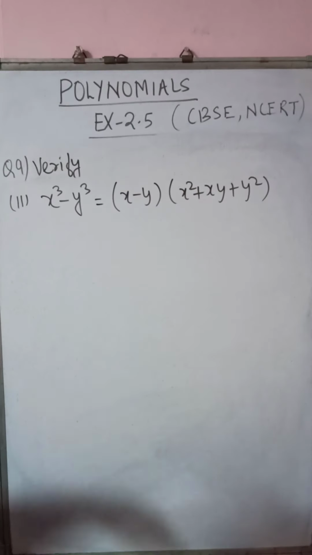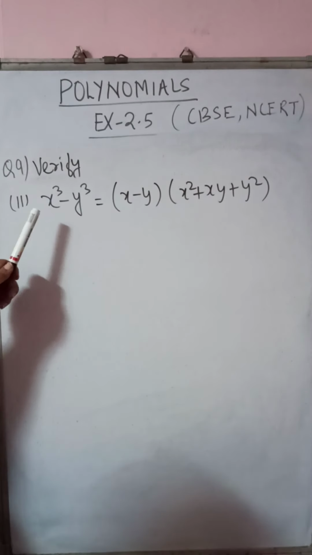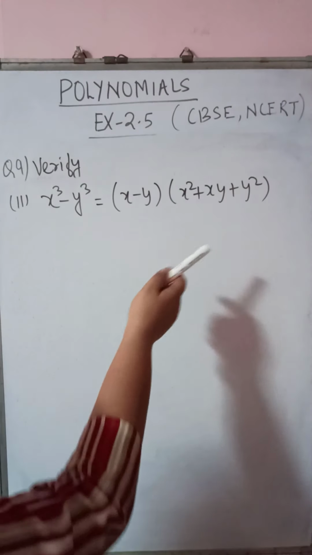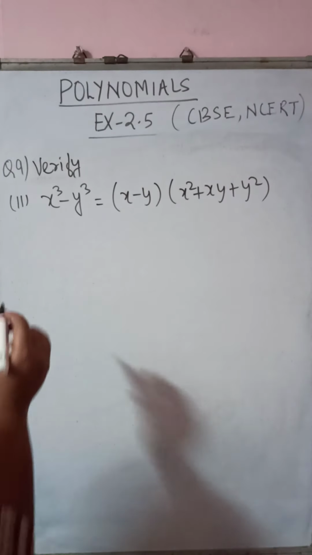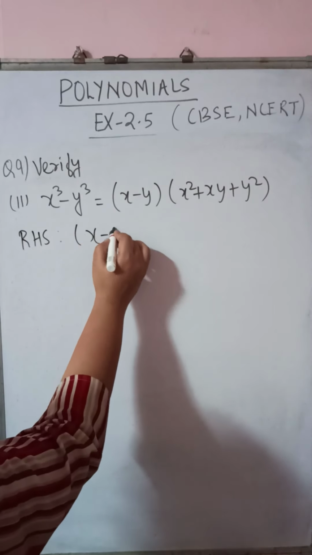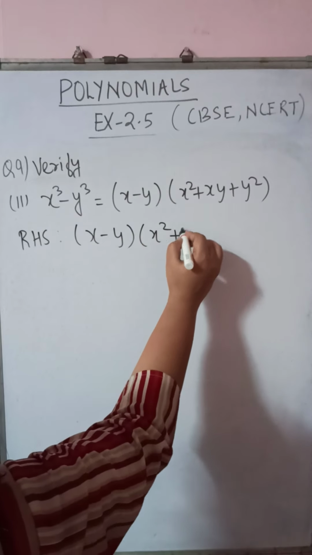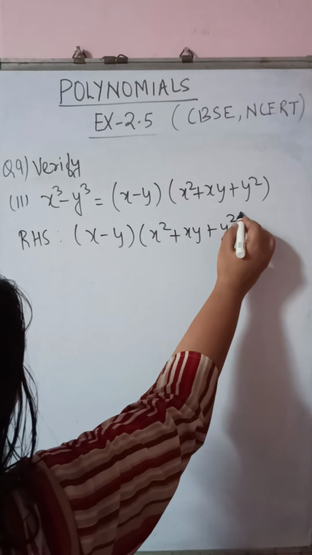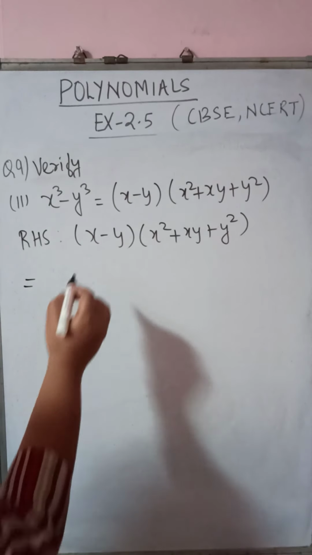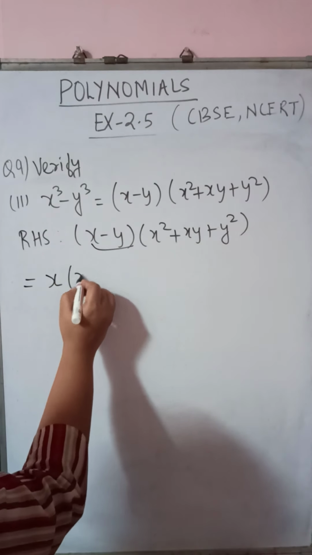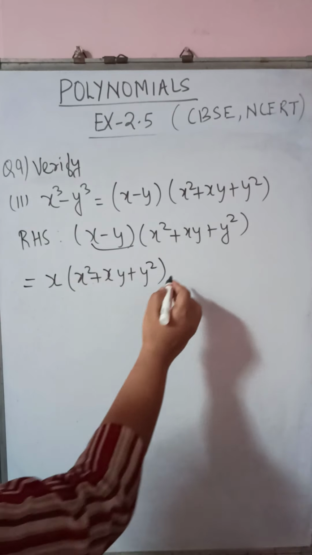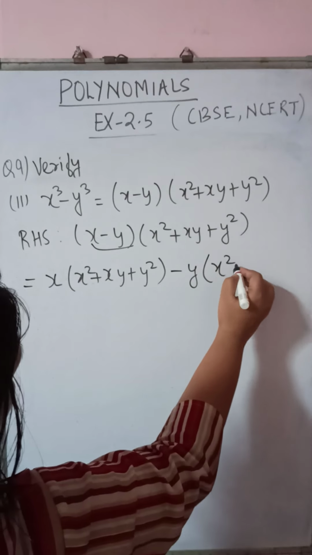Question number 9, second part. You have to prove that x cube minus y cube is equal to (x minus y) into (x square plus xy plus y square). Again, I am going to take RHS. So (x minus y) into (x square plus xy plus y square). Now the same step we did in the first one. Multiply x with the entire term, x square plus xy plus y square, and then multiply minus y into the entire term.